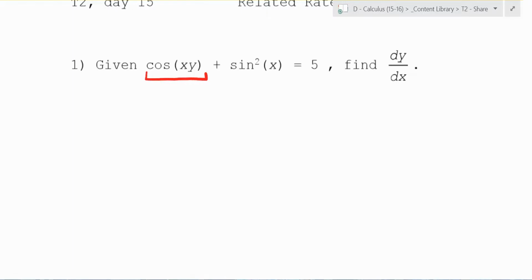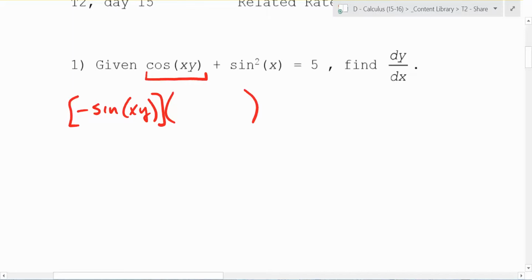So if we do this, what's the derivative of cosine? So we have negative sine of xy. And now what do we multiply by? The derivative of xy. But what do we have to use to do the derivative of xy? Yeah, so the derivative of the first, which is 1 times y, plus x what? Y prime.